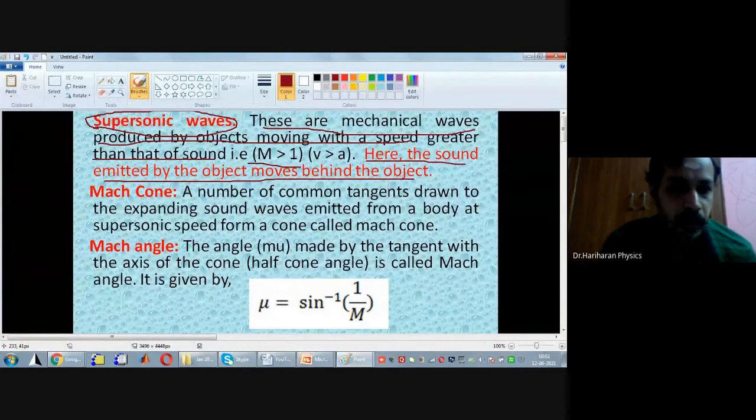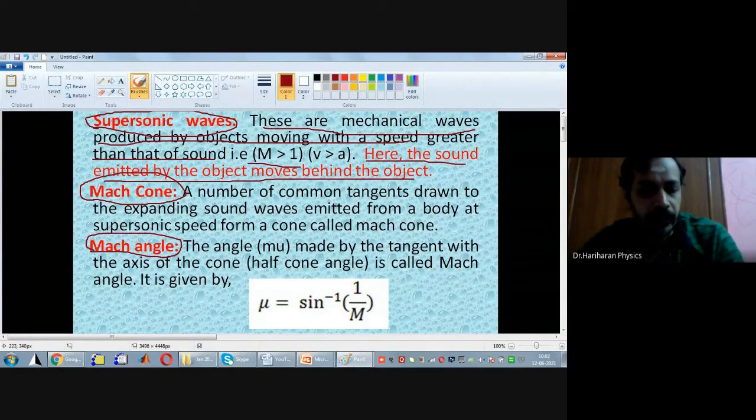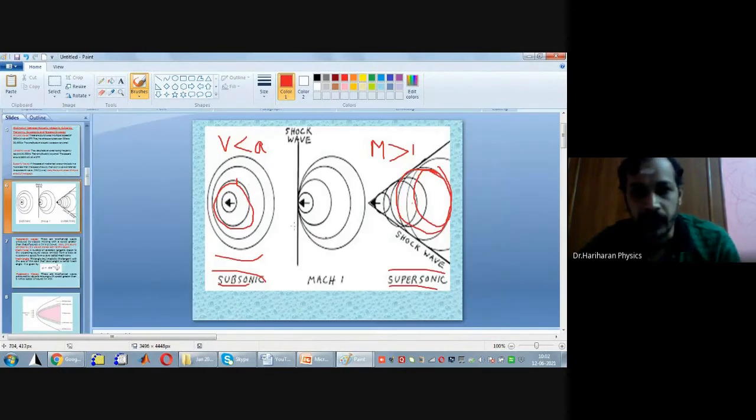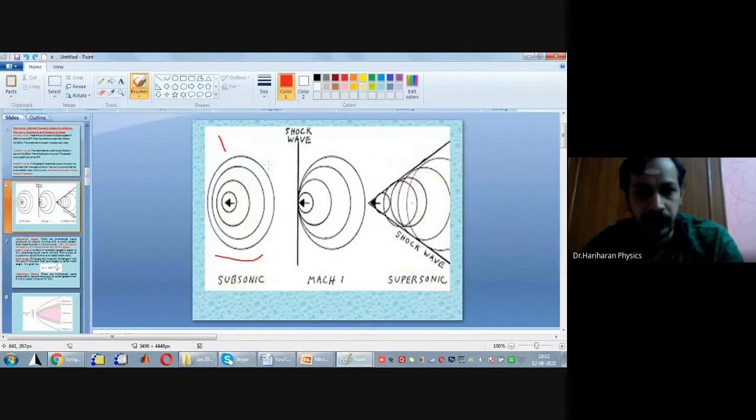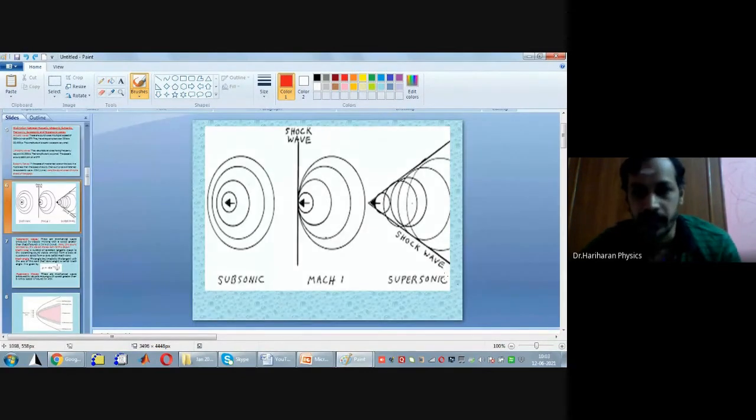Next, there are two important concepts related to this: Mach cone and Mach angle. Two important concepts are associated with supersonic waves. One is Mach cone and the other is called Mach angle. Now, what is Mach cone? Before that, I'll focus only on this figure now. Okay, look here. I think I'll just zoom.